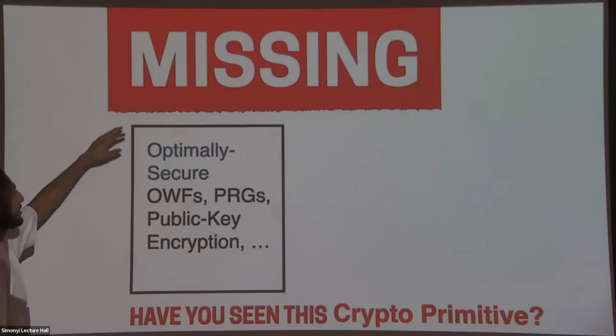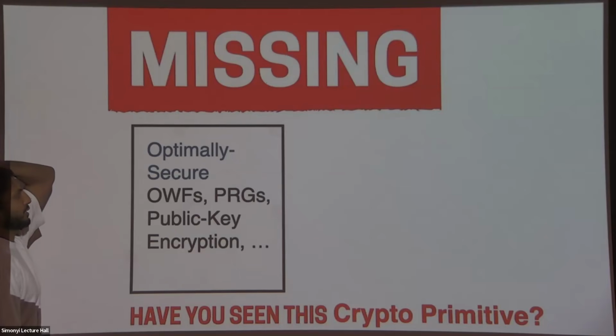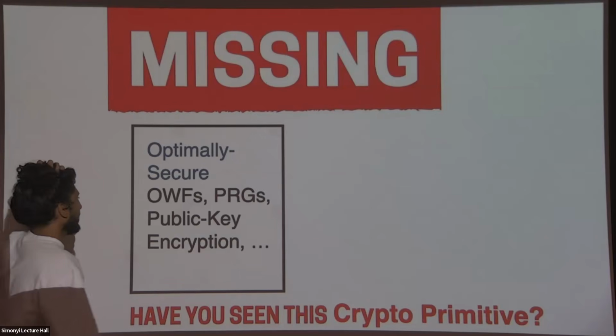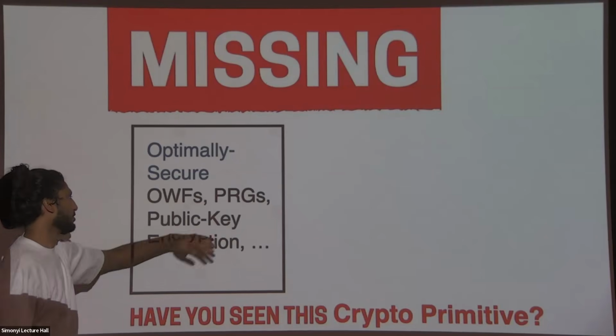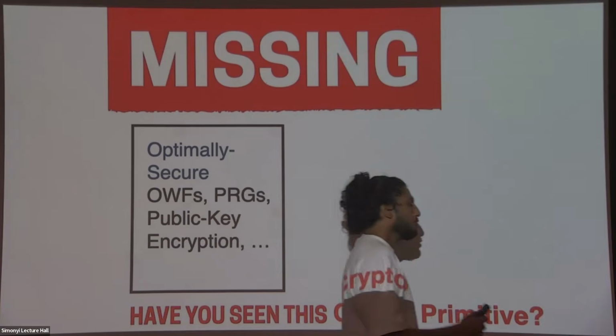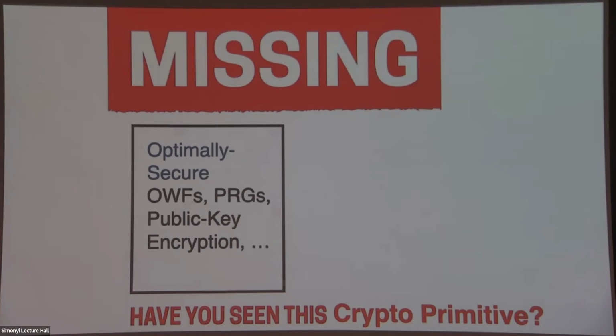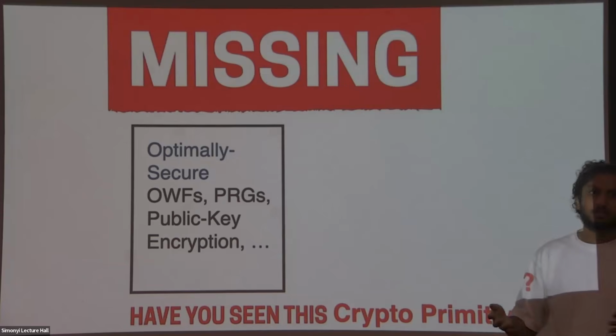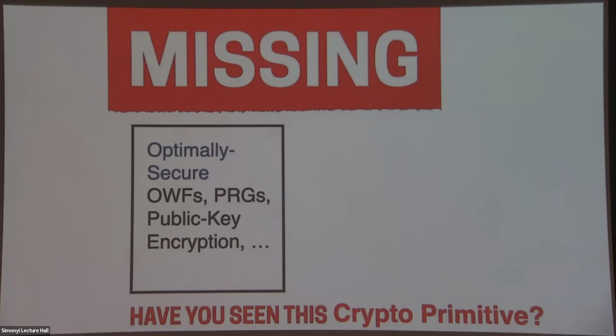The one thing that we don't know how to argue about is optimal security. So these are one-way functions, PRGs, and public key encryption. Usually, in theoretical cryptography, we say that a scheme is secure if there is no polynomial time algorithm that breaks it. Sometimes you go further than that. You say it's secure if there's no sub-exponential time algorithm that breaks it. But you could try and go further than that, right?